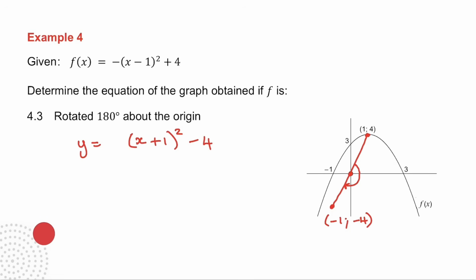Now, what has happened to the graph when I rotate it? Well, when I rotate, it looks like that. My original a value was minus 1. So what is my new a value? It's plus 1. So the equation of the rotated graph is y equals x plus 1 squared minus 4.